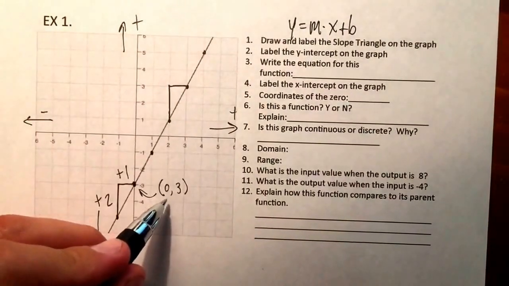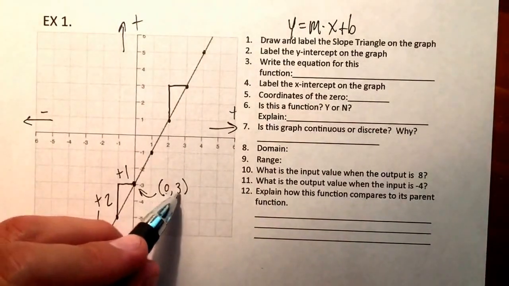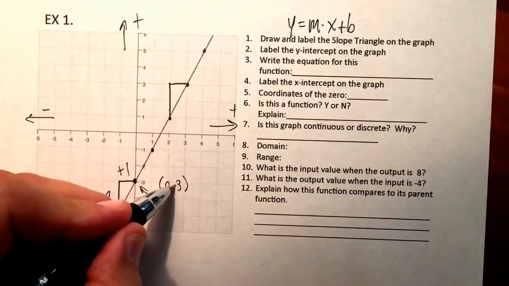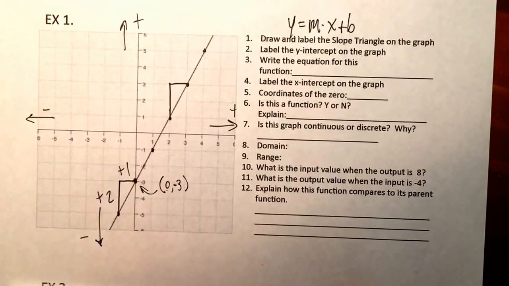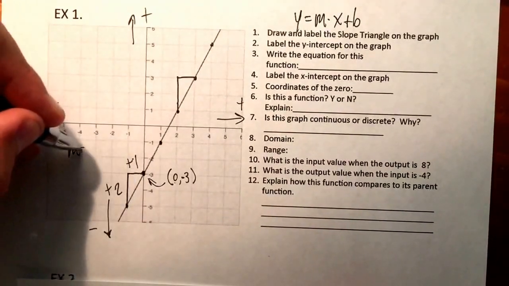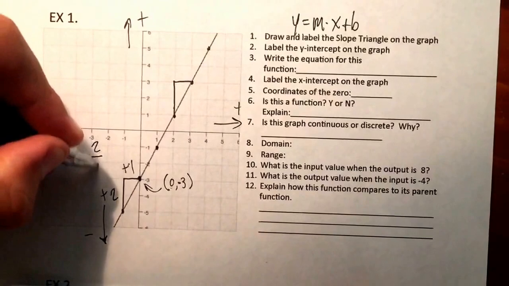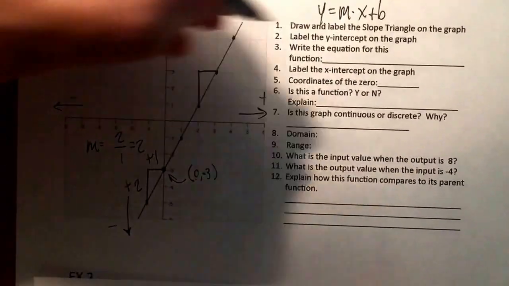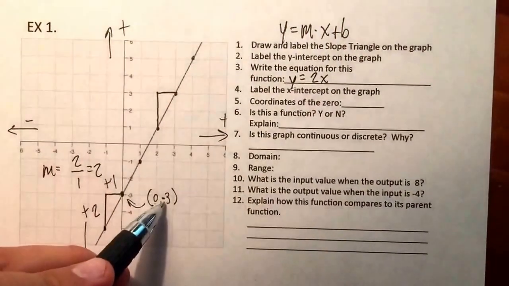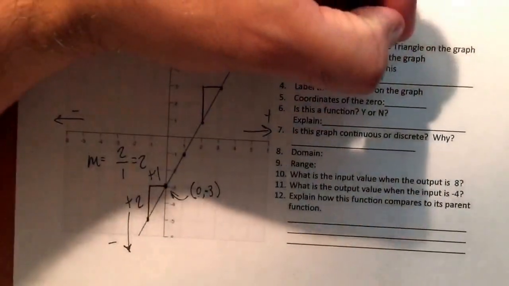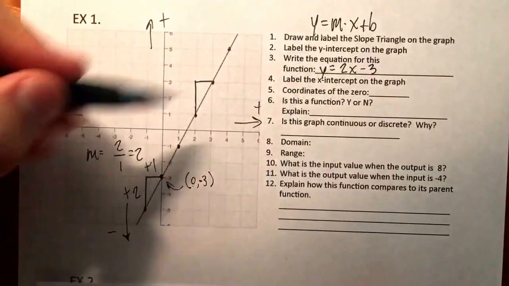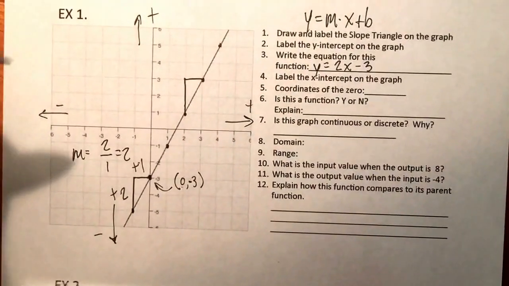And here, in fact, I did this incorrectly. This is not 0, 3. 0, 3 is up here. This is, in fact, 0, negative 3. So our slope, our m, is rise over run, which is 2 over 1, which equals 2. So my equation is y equals 2x, and because that's a negative, that's going to be minus 3. So the equation for this graph is y equals 2x minus 3.